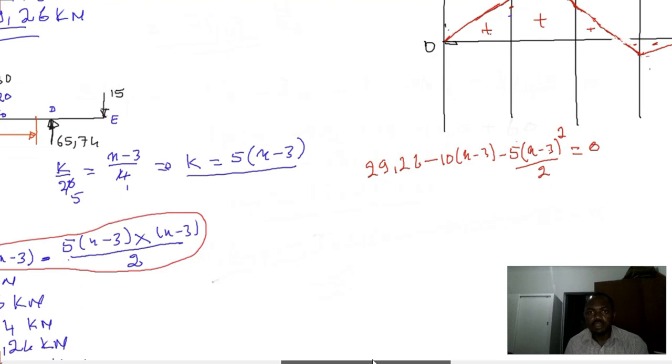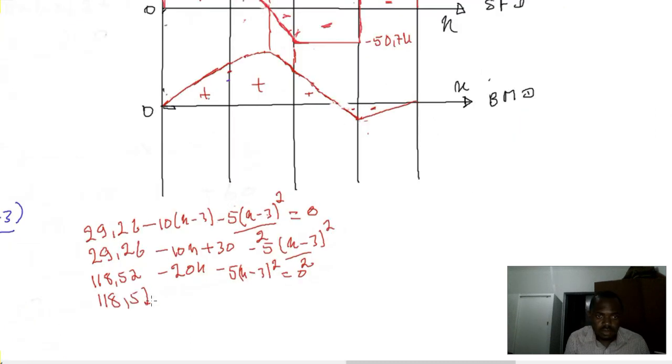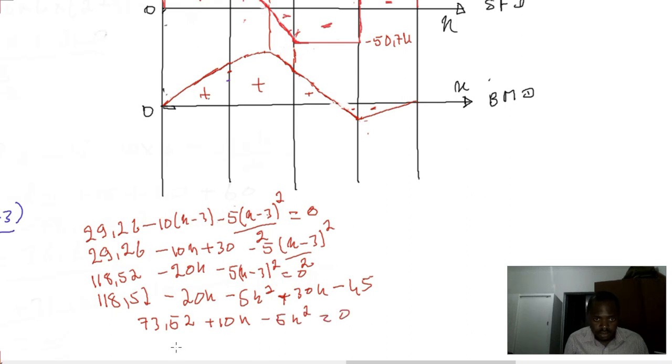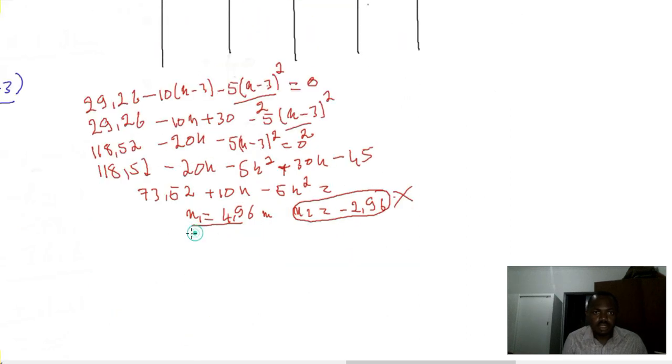This x will help us get the point where the shear force is equal to 0, and the moment at that point will be the maximum moment. So now let's develop this equation. One value is negative, and there is no negative distance, so we ignore it. So this is the distance at which the shear force is equal to 0, and the maximum bending moment will occur at this point.